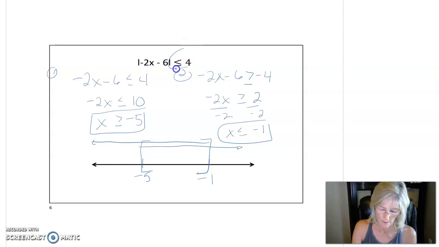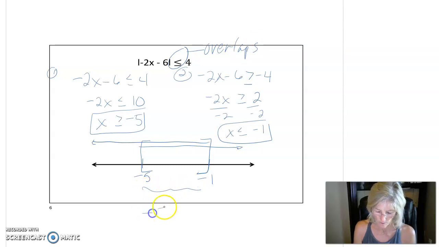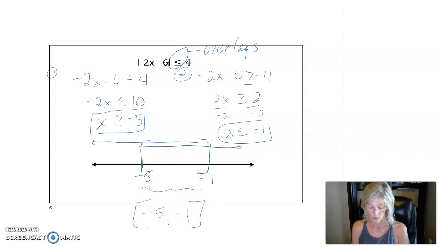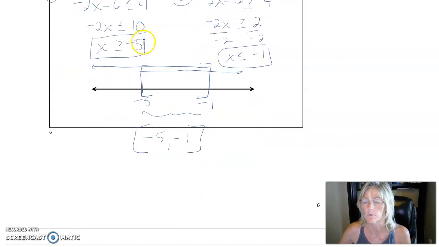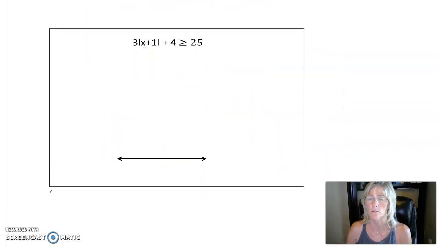Since we were looking at less than or equal to, we need to look at the graph that overlaps. In this case, it's here. So it's negative 5 to negative 1. We had square brackets on each side. There's our solution. So any of these numbers in between will make that equation true. So again, looking at the inequality here makes a difference how we graph and how we put it in interval notation. Let's look at the next one.